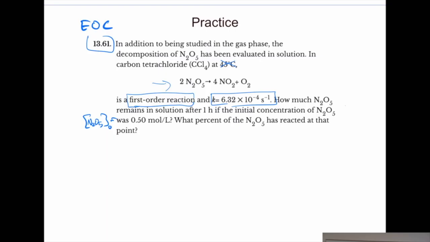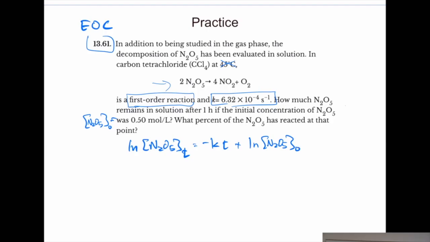How much remains? Now look at the information that we're given. We're told it's first order. We're told the initial concentration. We're told K. That smells like the integrated rate law for first order. So let's write that down. The natural log of the concentration of N2O5 at some time t is equal to minus Kt plus the natural log of N2O5 initially at time 0.